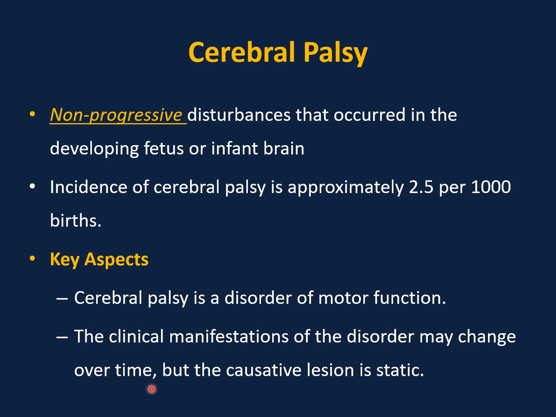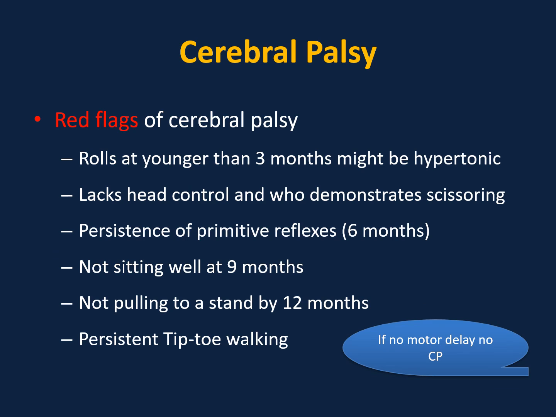For example, atrophy of the muscle, more spasticity of the muscles, but the causative lesion is static, which is the brain lesion is static, doesn't progress. Red flags and the early detection of cerebral palsy. This is really essential, especially in mild cases of cerebral palsy, to keep paying attention to these red flags.